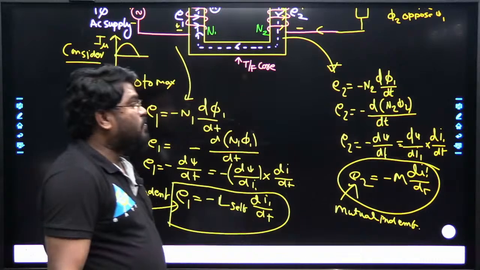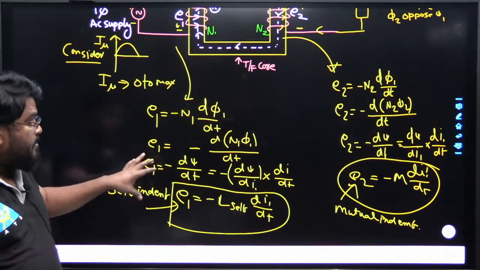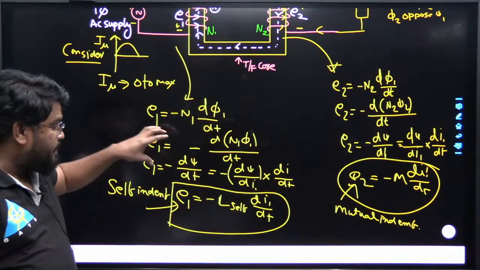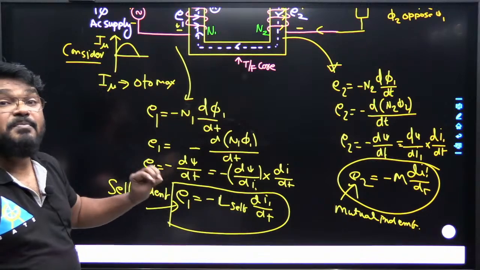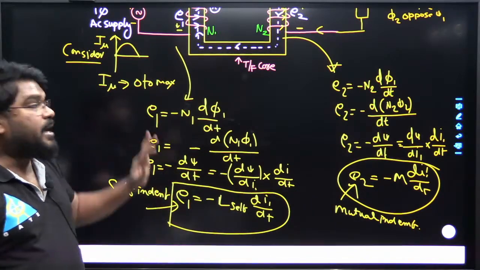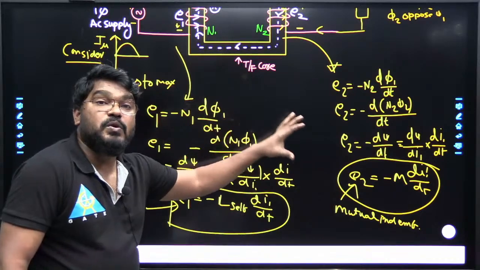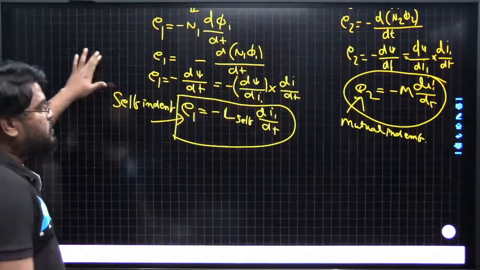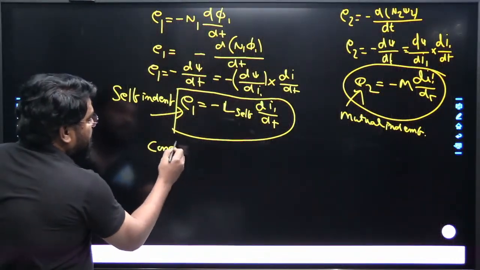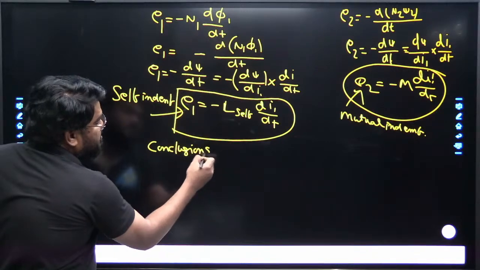So what we conclude here: the EMF induced in the primary winding is a self-induced EMF, and the EMF induced in the secondary winding is a mutual induced EMF. These are important conclusions from the exam point of view.